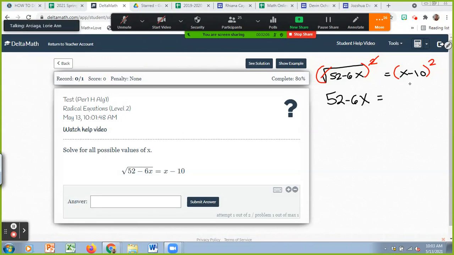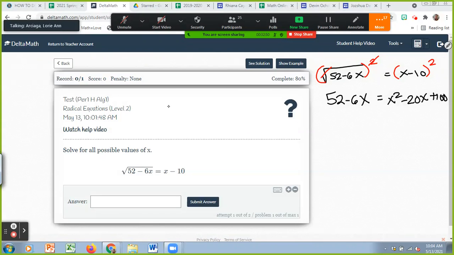X squared plus 100. Partially right. Very good, Brian. Can you write that down publicly, Brian? Can you copy and then paste it publicly, not DM? Yes! Remember that? If you do your box method, it's going to be x squared minus 20x plus 100. Okay, so let's pause there.